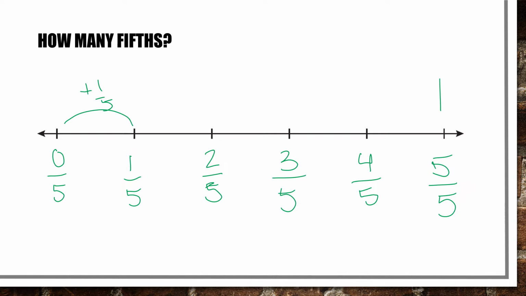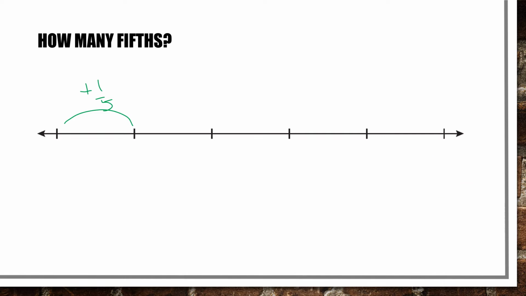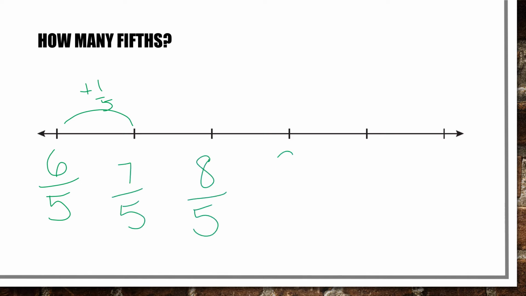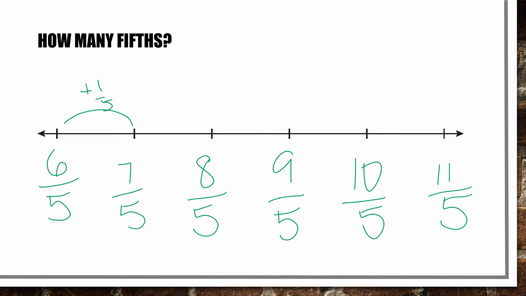Now this could all look really different if we started at a different amount. I'm going to go ahead and erase these fifths. We're still going to be adding fifths each time, but let's start, well, we had 5/5 before. Let's go on to 6/5, 7/5, 8/5. It just keeps going on and on and on. And we ended at 11/5 on this. Now this could keep going.